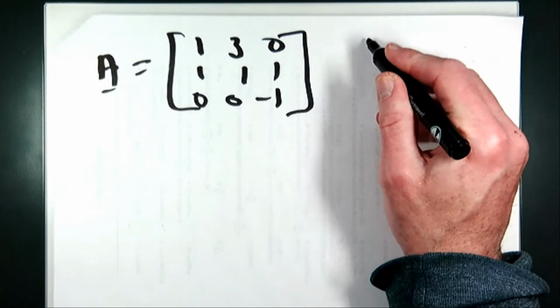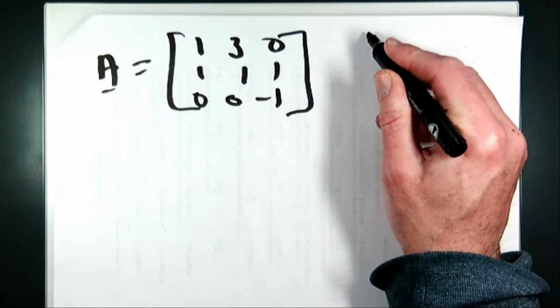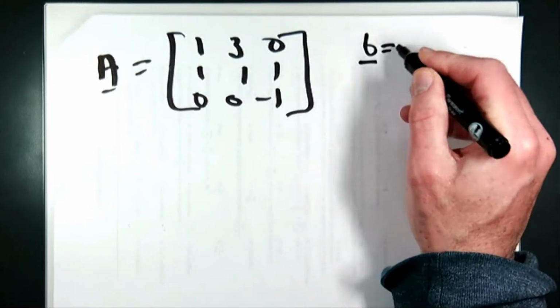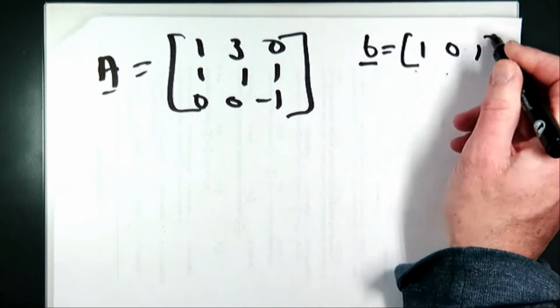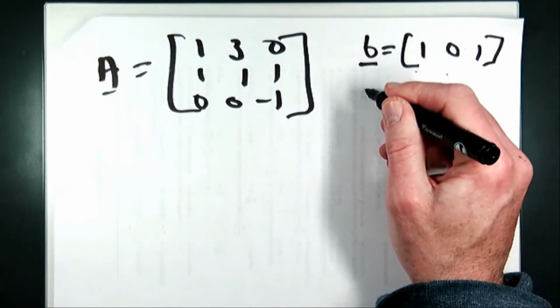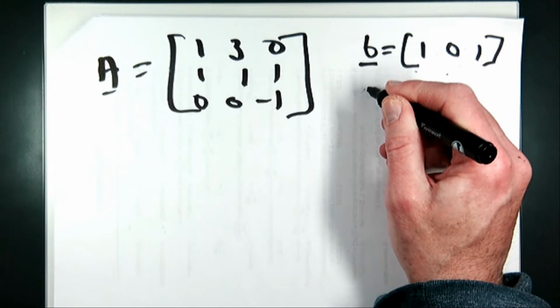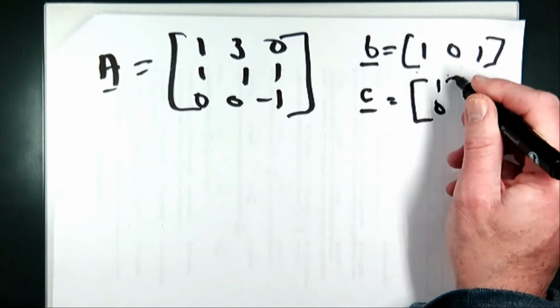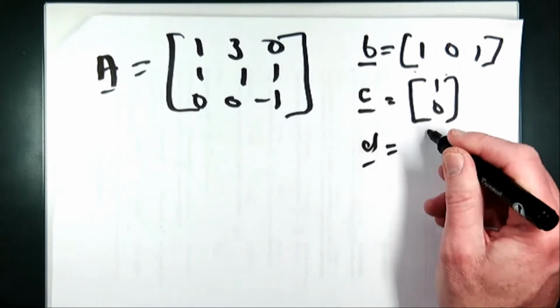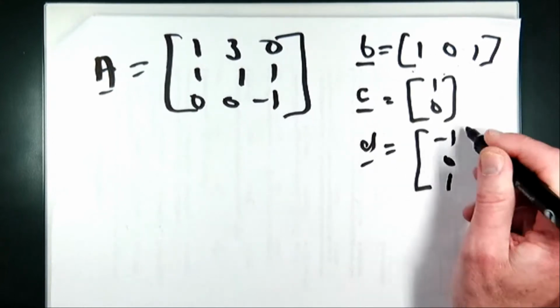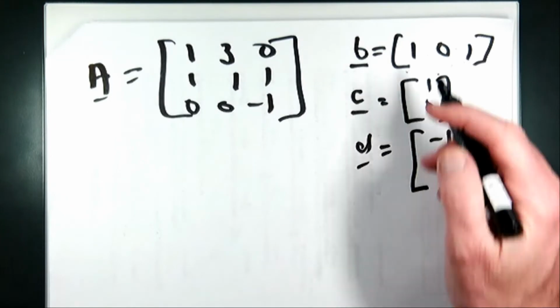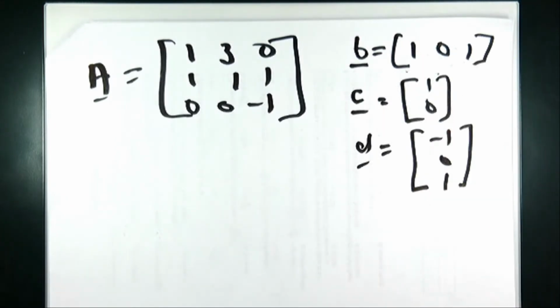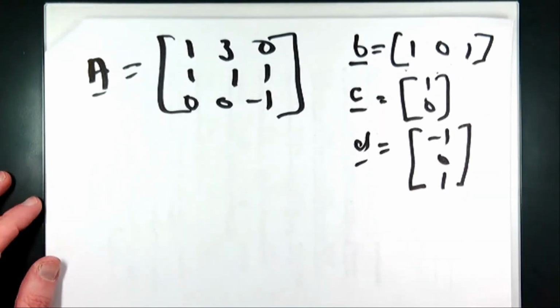So in this case, let me write down 2 or 3 vectors here. Let me write down B, and the first vector is 1, 0, 1. Let me write down another one, C. Right, there's a theme here. Let me write that down as 1, 0. And the last one we call D: minus 1, 0, 1, just taking these as examples. So these are 3 examples of vectors. One is a row vector and the other 2 are column vectors.